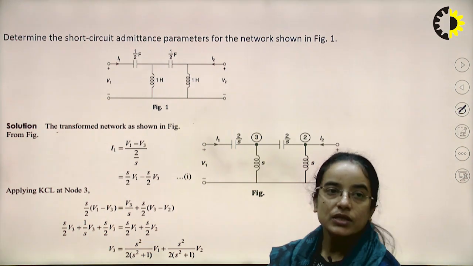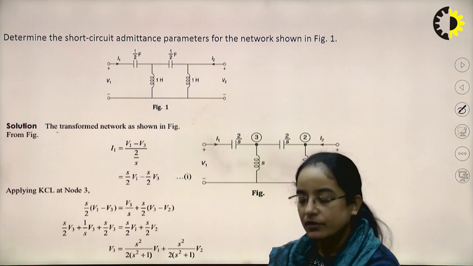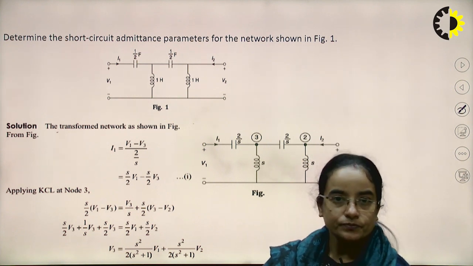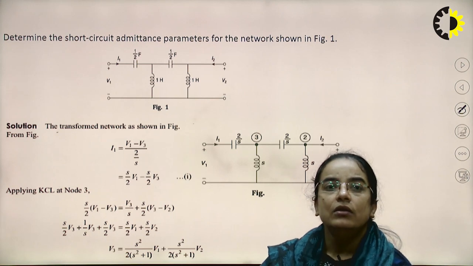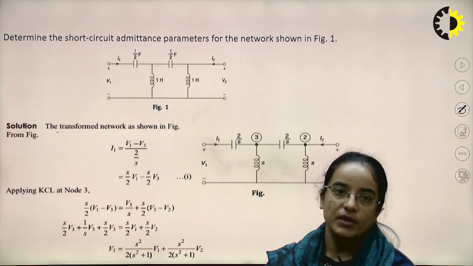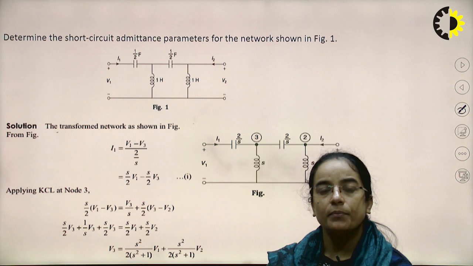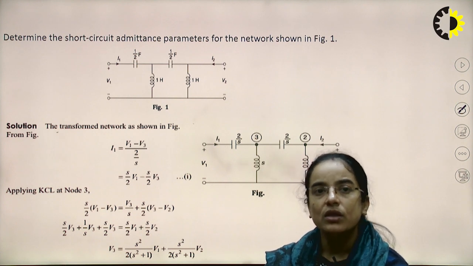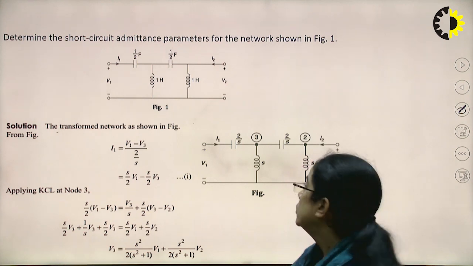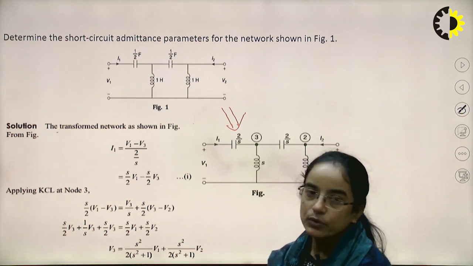Here is an example: determine the short circuit admittance parameters for the network shown in the figure. We need to calculate the short circuit parameters. Again, we can see that there are inductors and capacitors. So what we will do is transform this network into the S domain. This is the transformed network.